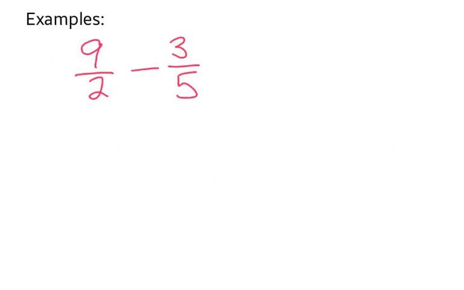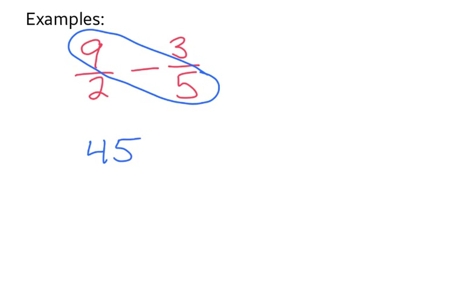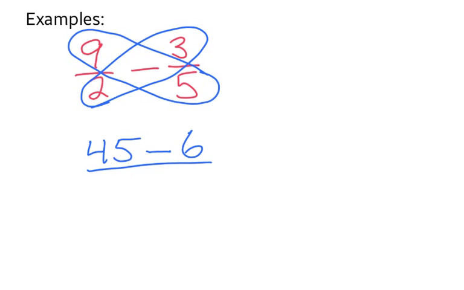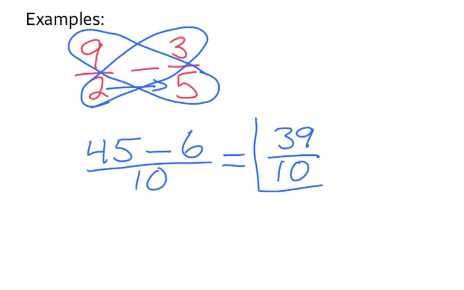For our final example, we're going to subtract 3/5 from 9/2. In order to do this, we're going to continue with our Bowtie. 9 times 5 is 45, minus 2 times 3 is 6, all over the product of the denominators, 2 times 5 is 10. 45 minus 6 makes 39/10. And since this number cannot be reduced, that is your solution to the equation.